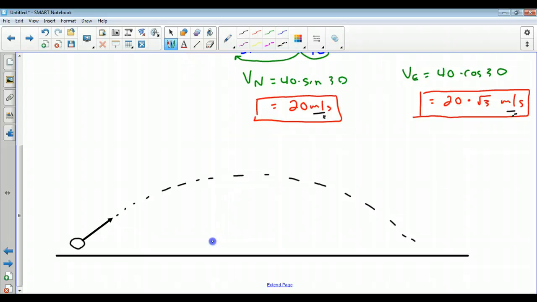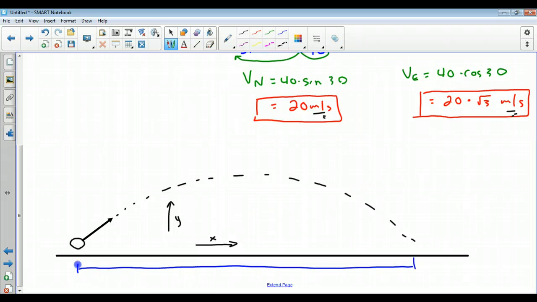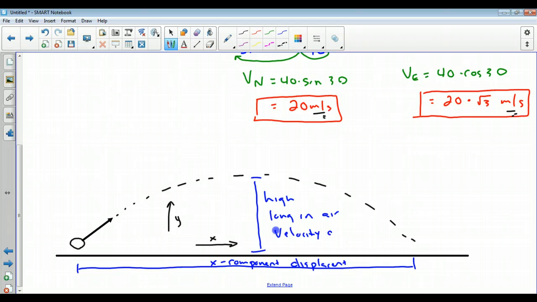I want to know 2 things. I want to know how it moves in this direction, the x direction, and I also want to know how it moves in this direction, the y direction, because my velocity in the x direction is going to give me information on how far it goes, right? This is my x component of our displacement, right? X displacement, and my velocity in the y direction is going to give me information about how high it goes, how long it's in the air, and what its velocity is at the ground.